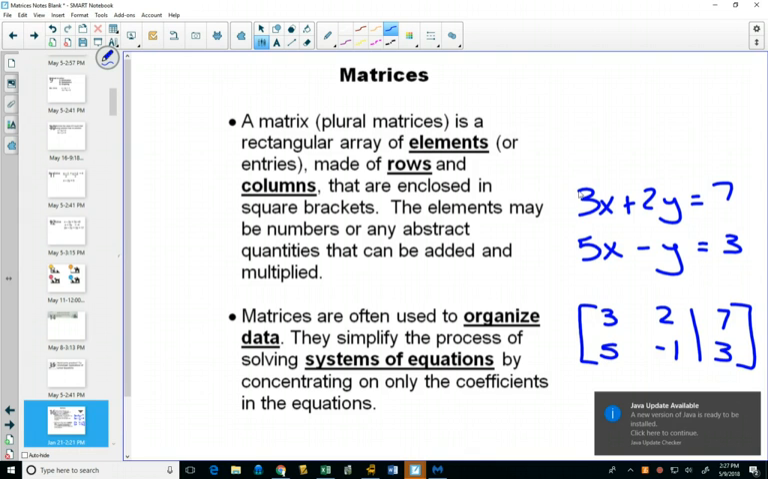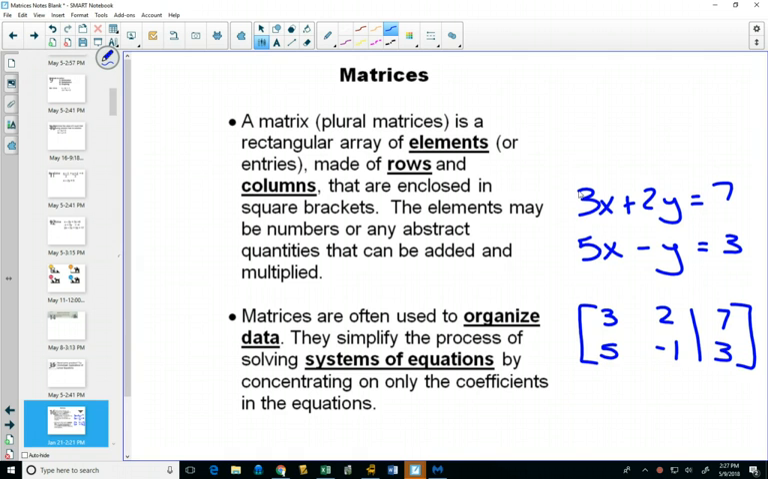But what do we save? We save time by not having to write x's and not having to write y's and not having to write equal signs. And by doing that, we organize our data. We know that the first column stood for our x values, our second column stood for our y values, our last column stood for our constants, and it organizes our data. And then if we have all of our data organized in the same way, then the math that we do with our data can help us solve. So with our system of equations, it's concentrating only on the coefficients and not on anything else.